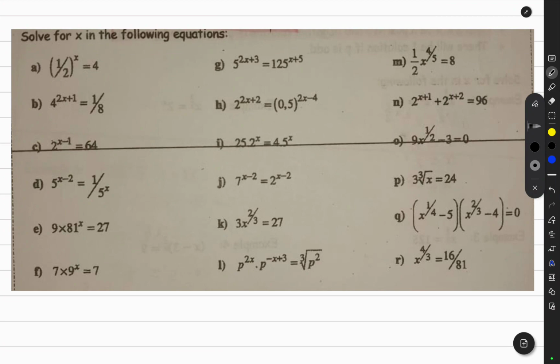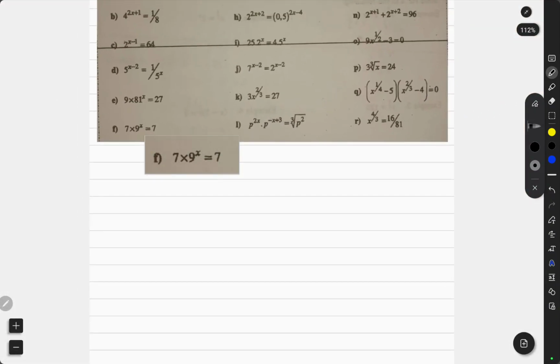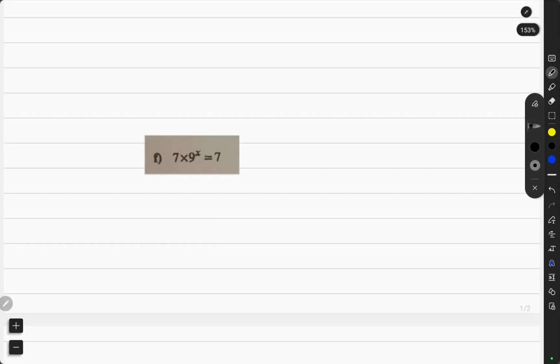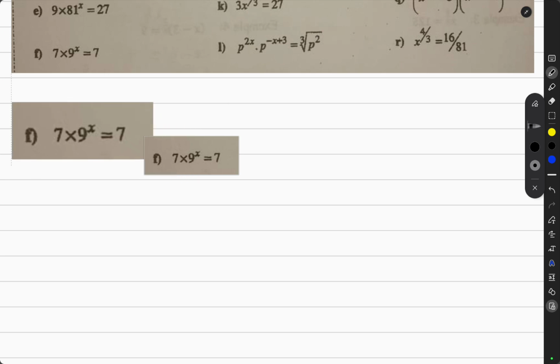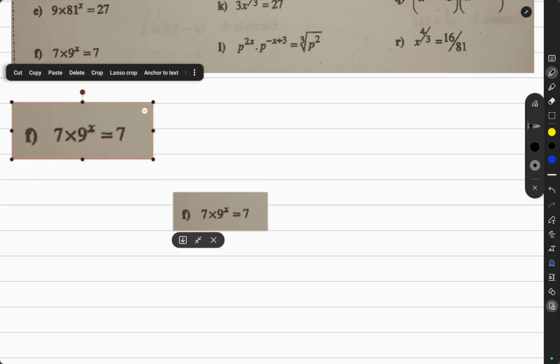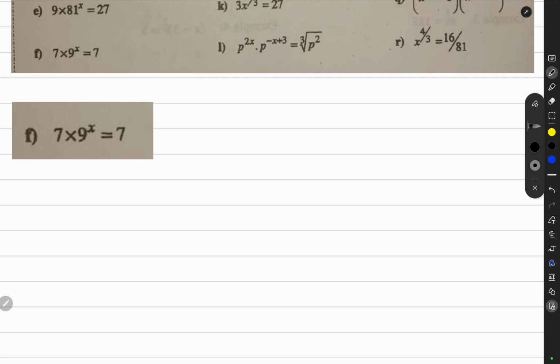Let me do F firstly. I'll start with F. Some would say it's easy, some won't. They will have to make sure that they pay attention and see what's going on there.